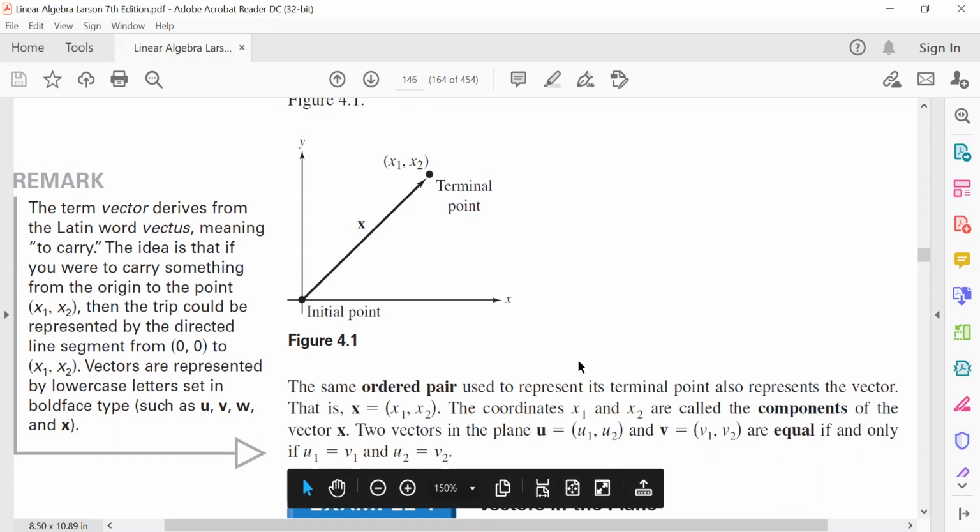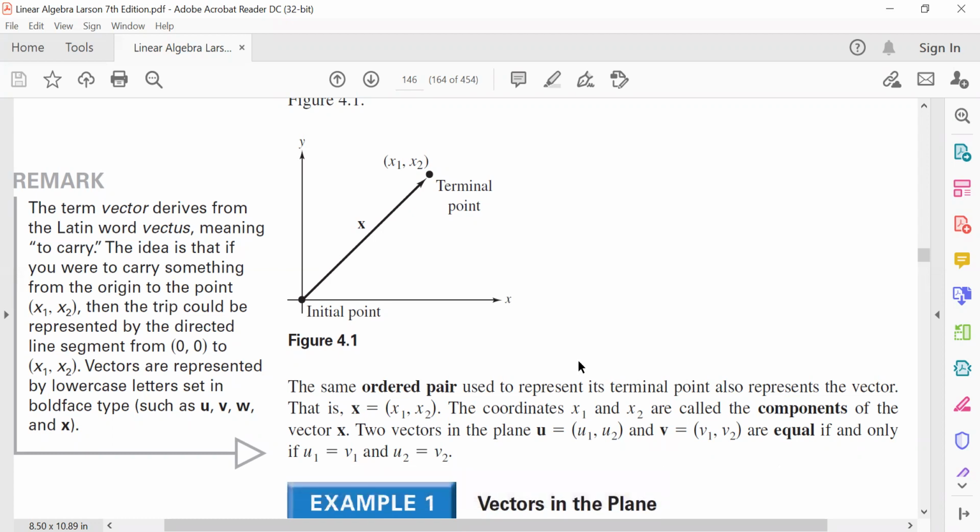I can't say 3 comma 5 is equal to 5 comma 3, just like I can't say that with a matrix. By the way, you could represent a vector as a matrix. You could represent a vector as just a single column matrix or as a single row matrix. You just think about that.